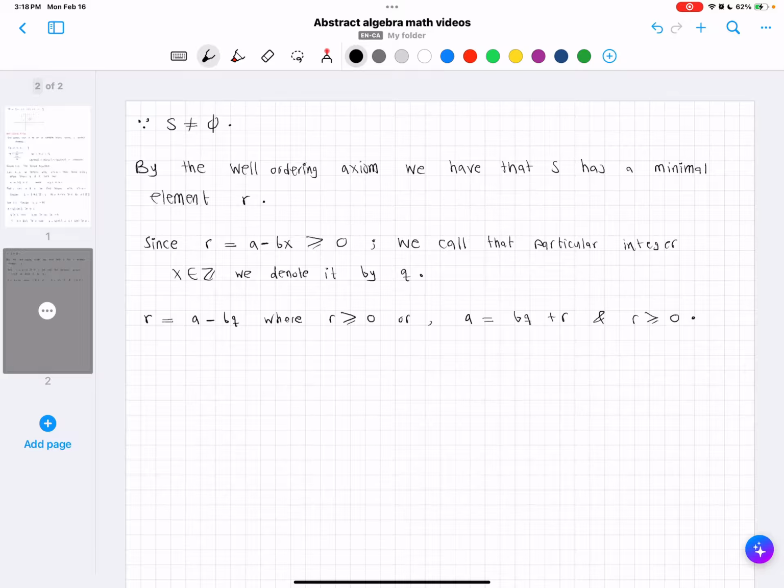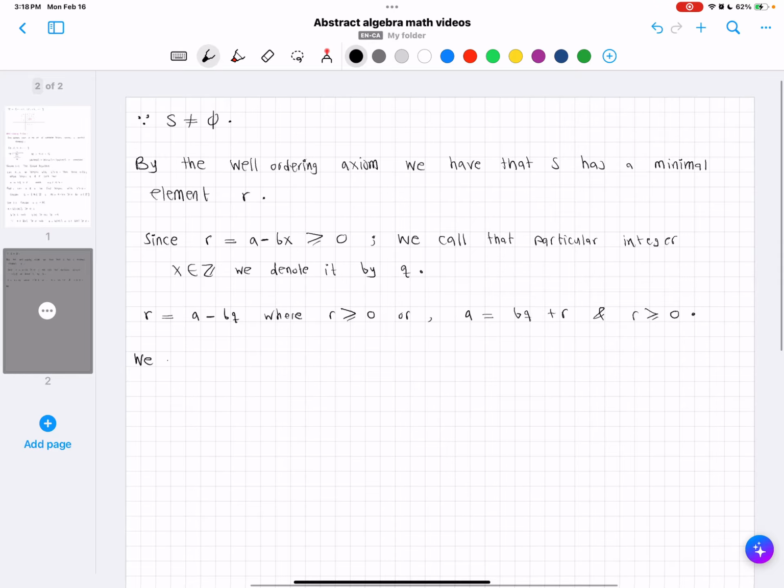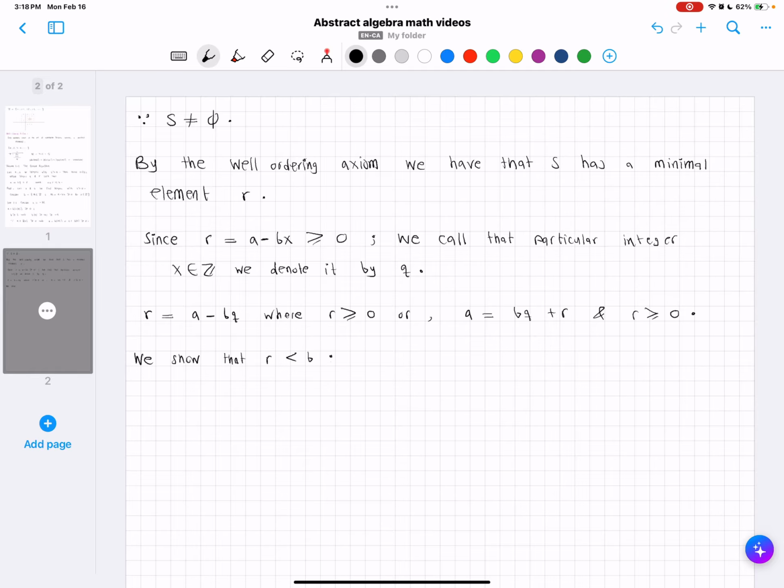So what we would like to show is, first, that this R is less than B. And the second thing that we want to show is that those R and Q that we constructed are unique. So to show that R is less than B, not Q, less than B, we use the well-ordering axiom.